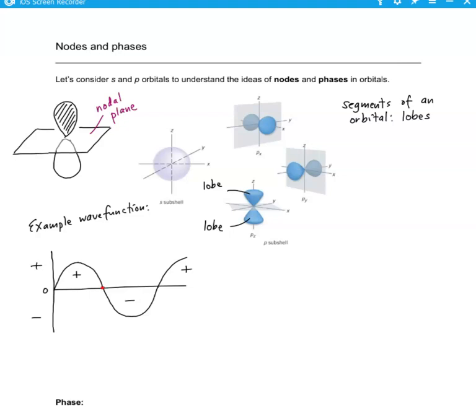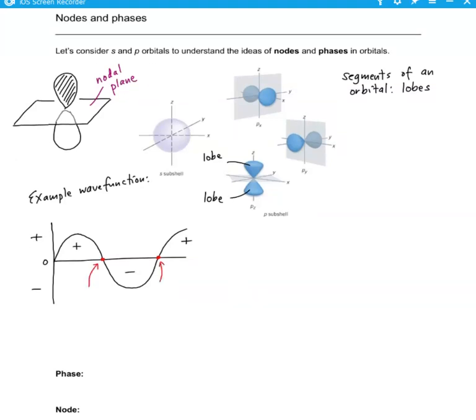These points right here, though, where the sign of the function is changing from positive to negative or negative to positive, that is to say, the value of the function is 0, these are nodes. So a node is a point in a function where the value of the function is 0.